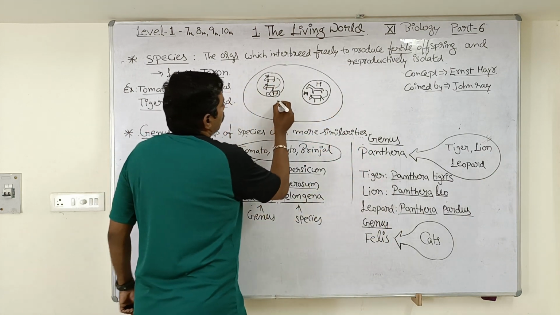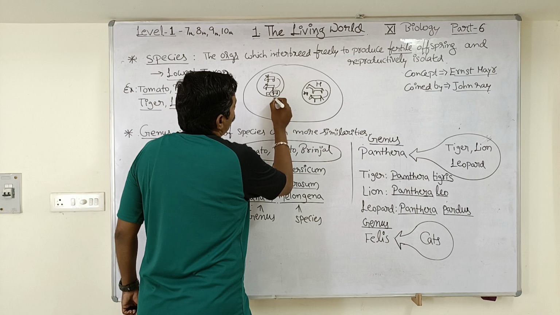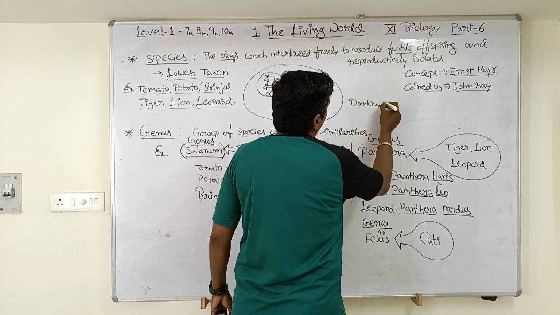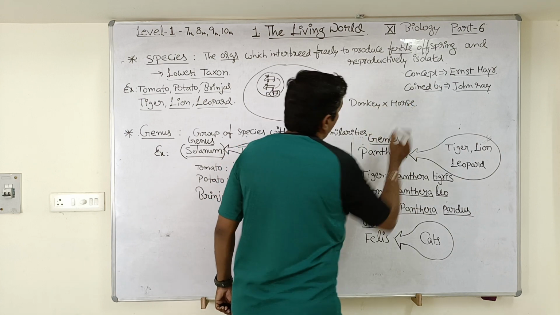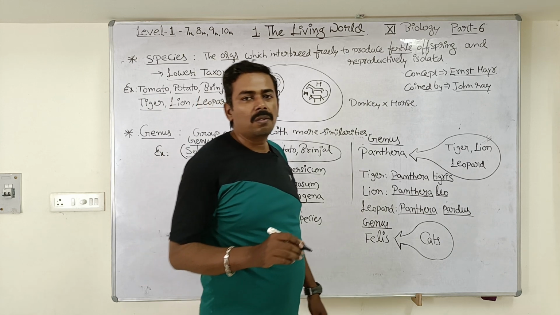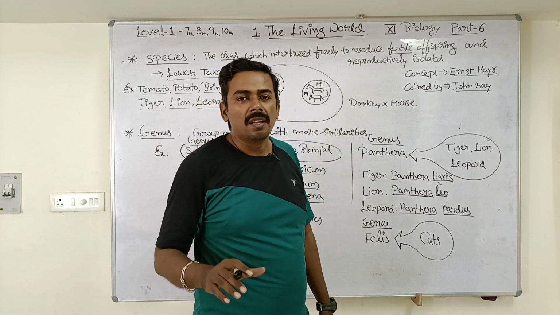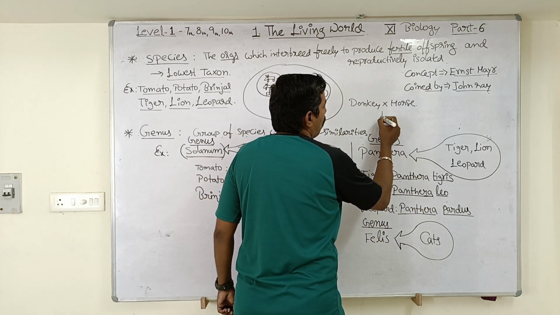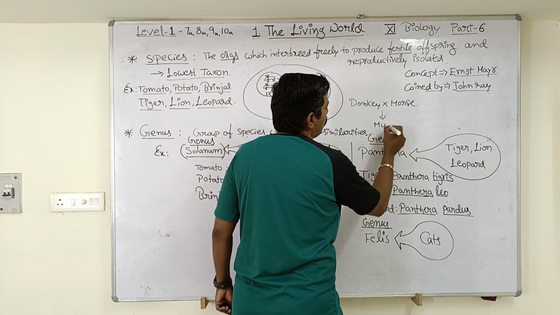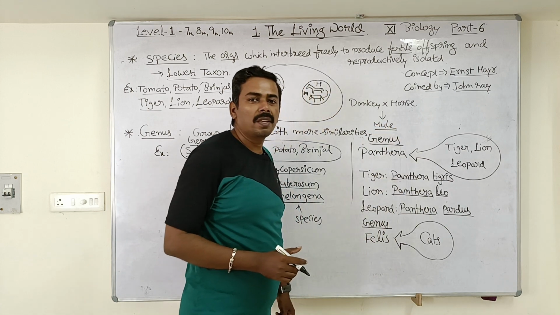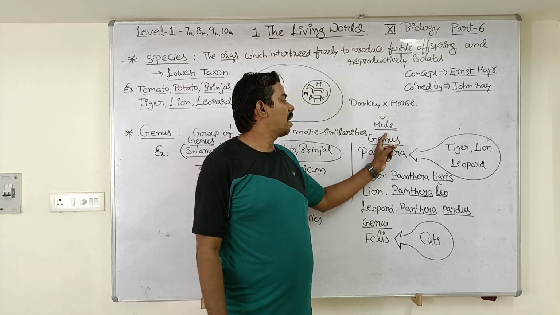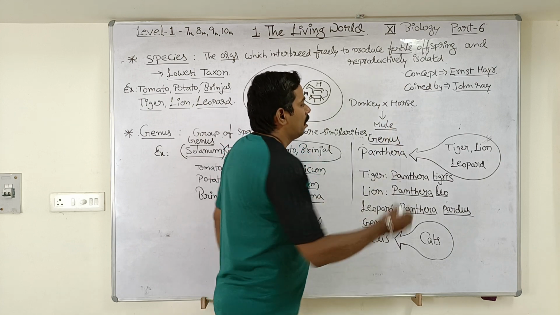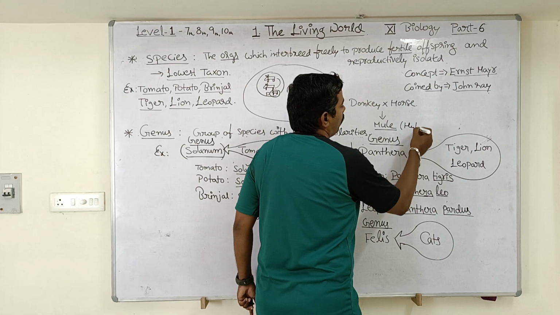But suppose artificially if you cross a donkey and a horse, artificially if a donkey is crossed with a horse, this generally will not happen in nature. It is completely unnatural. So artificially if the donkey is allowed to mate with the horse, then what happens? It gives rise to an animal. An offspring is formed. Who are the parents for this animal? Donkey and horse are the parents for this animal, mule. So an animal called mule is formed, which is a hybrid animal.